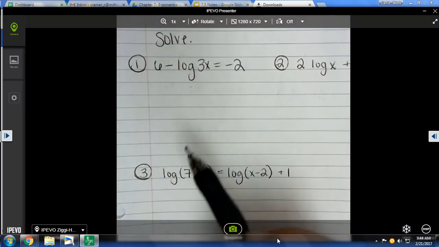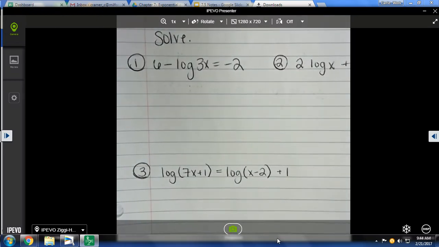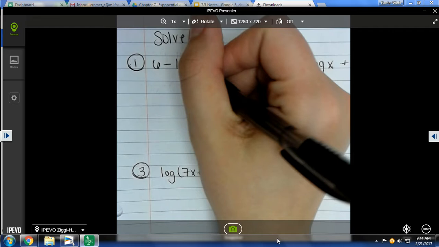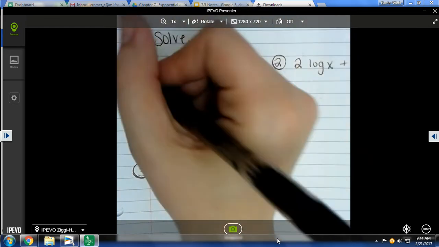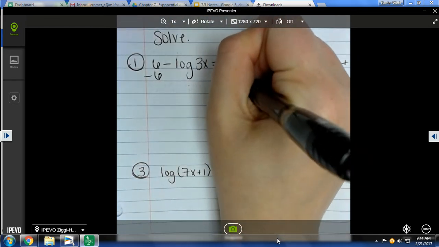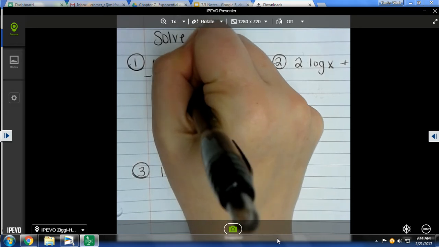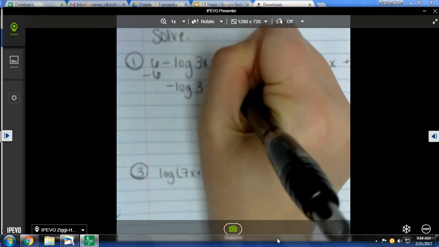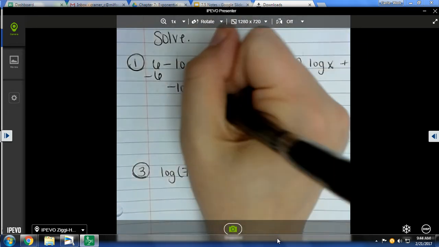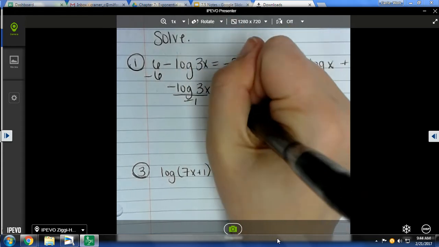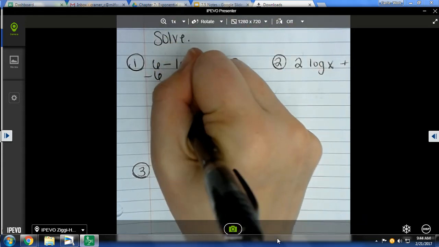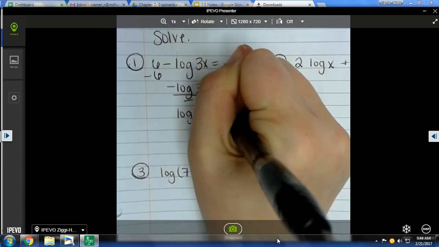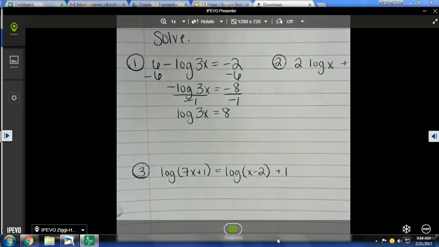All right, so here we're going to use log properties to solve equations. Before we can evaluate, we need to get the log by itself. So we need to subtract 6 from both sides. We get negative log 3x equals negative 8. And then we need to divide by negative 1 to get rid of this negative, and we get log of 3x equals 8. Now we can evaluate.